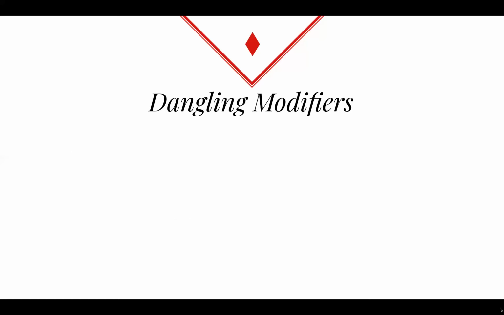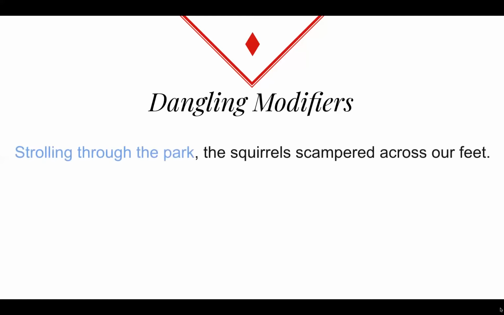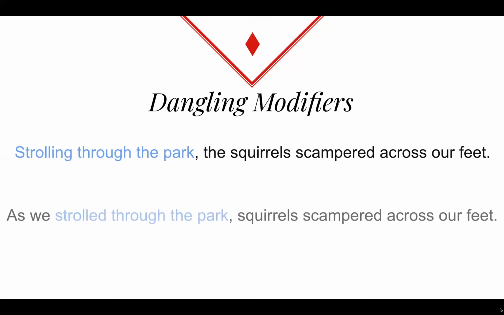The third example. Strolling through the park, the squirrels scampered across our feet. This dangling modifier makes it sound like the squirrels are enjoying a nice stroll in the park. As we stroll through the park, squirrels scampered across our feet. The sentence has been clarified so that the speaker and his companion are the ones who are strolling.